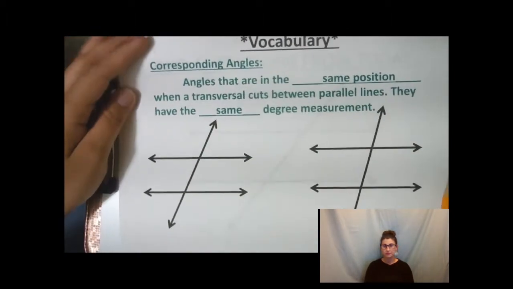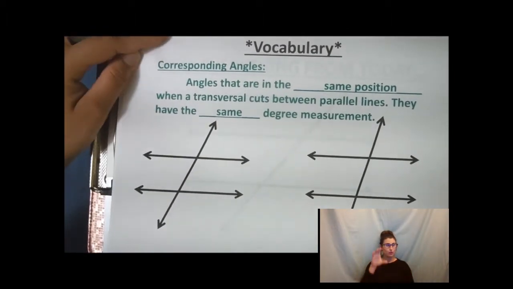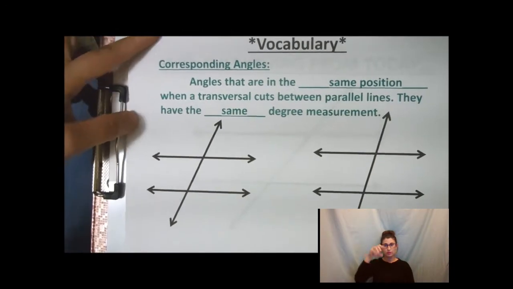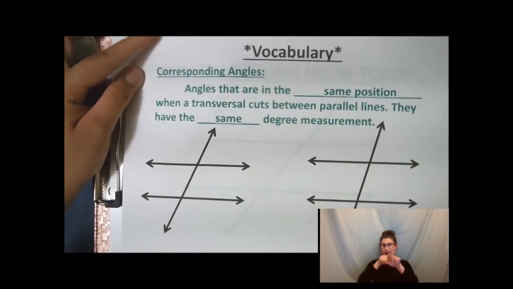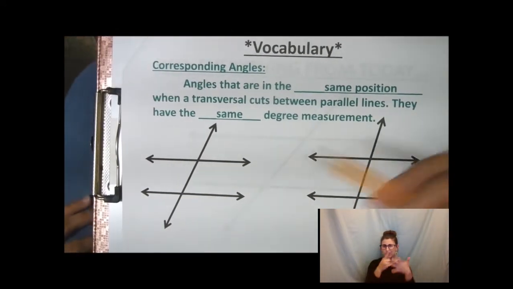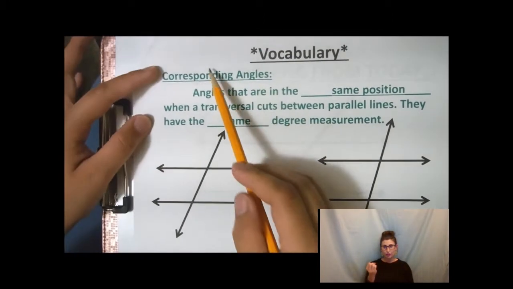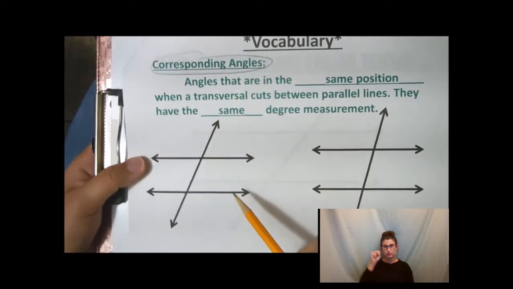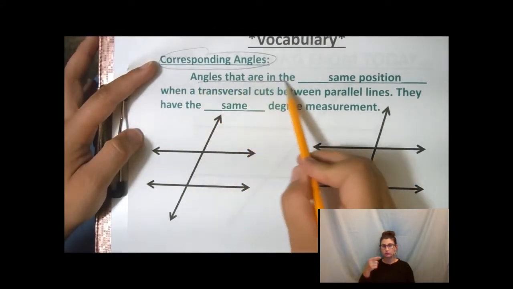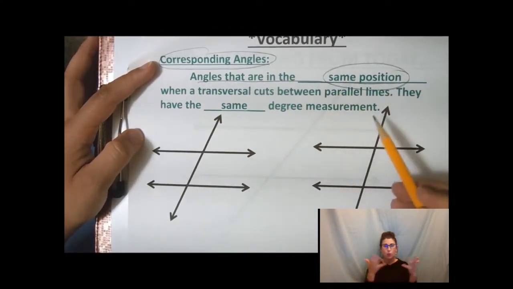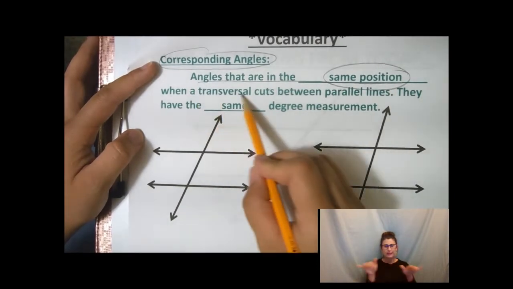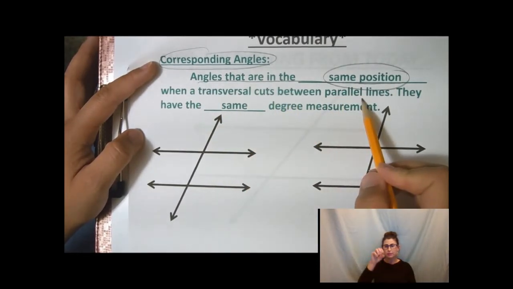All right, now we're getting to corresponding angles. We're still in part 1. We haven't reached our goal yet. We're still reviewing, but this is the last part of the review. So, corresponding angles. They are angles that are in the same position when a transversal cuts between parallel lines.